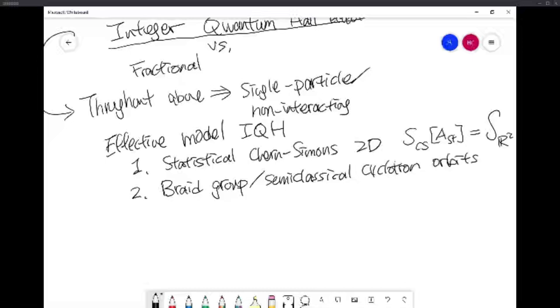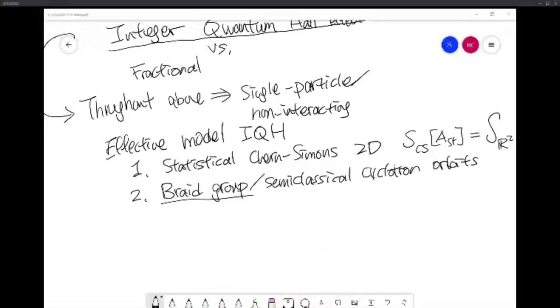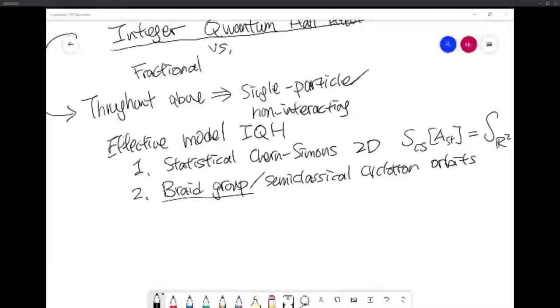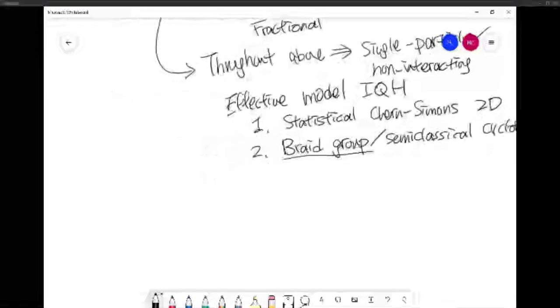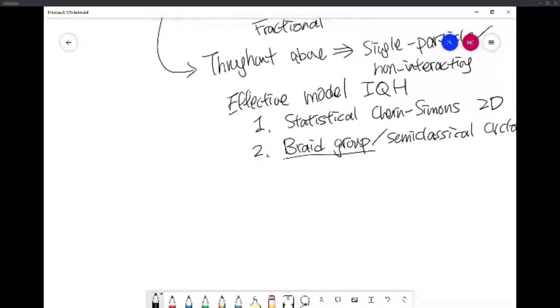Someone asked: why is the current only along the edge? Can you argue for that? Yeah, of course. Actually, Lula brings up a very good point, that the Hall currents are only localized on the edge of the sample. So here's why. This is actually the introduction to the bulk-edge correspondence.